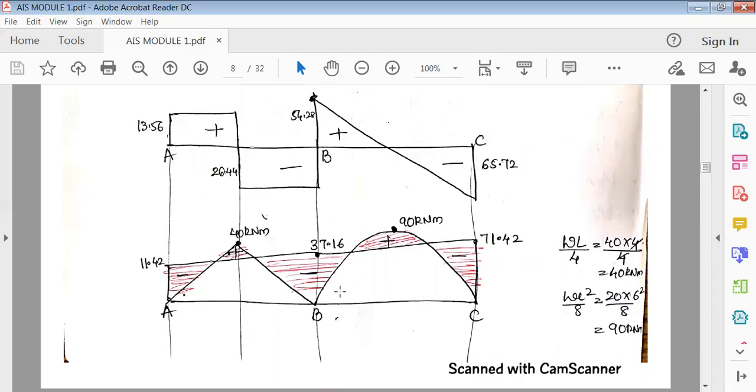The next type of problems are more or less the same but with more spans.